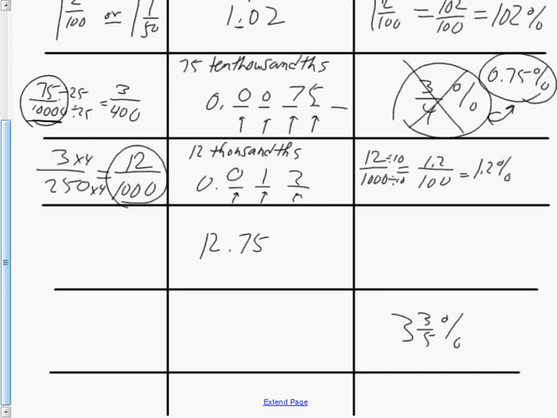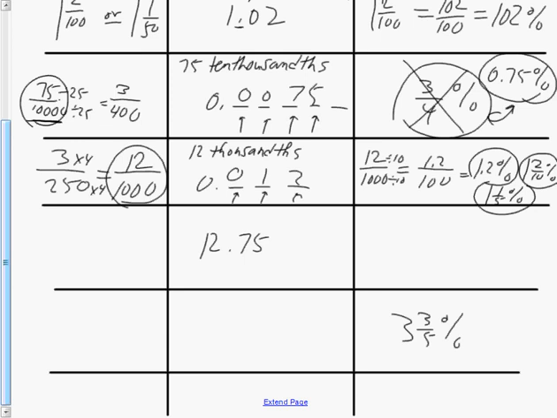Or another way to write it would be 1 2/10%. Or another way to write it would be 1, in lowest terms, 1/5%. All three of those answers mean the same thing. Okay? So 1.2%, 1 2/10%, and 1 1/5%. Because a fifth is the same thing as 2/10.